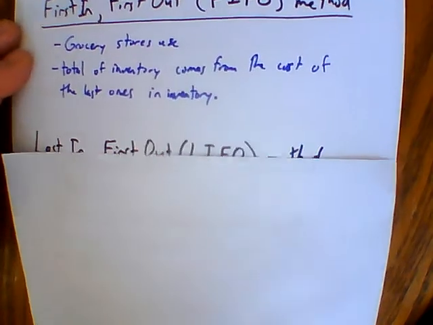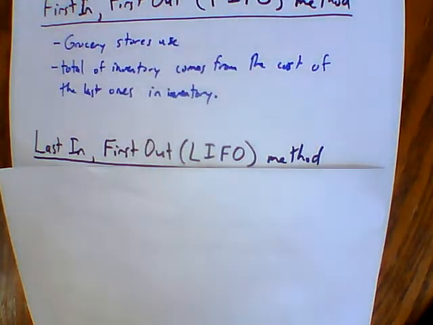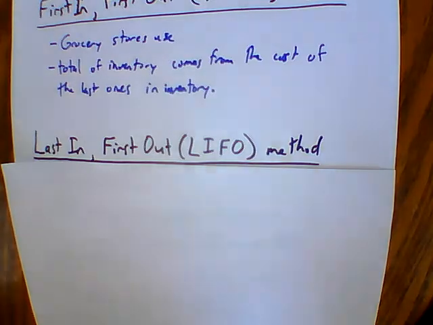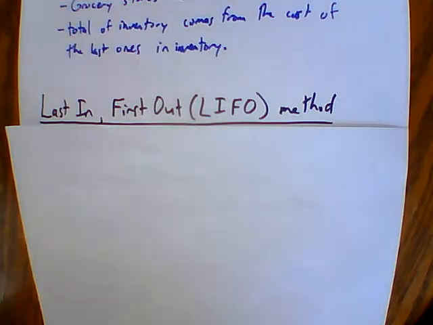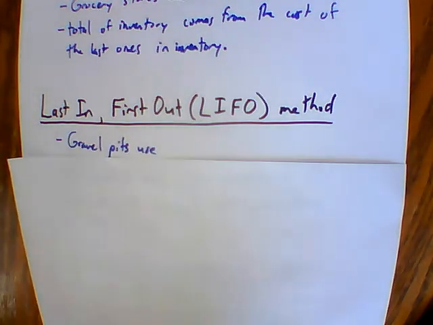The next method we take a look at is the last in, first out method, or LIFO method. So as we look at last in, first out, this basically means that as we get stuff in, we sell that right away first, and that first stuff we made just sits there. Many companies use this; for instance, a gravel pit is one of the biggest examples.